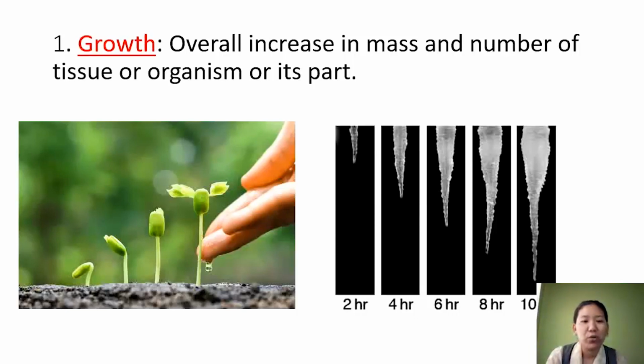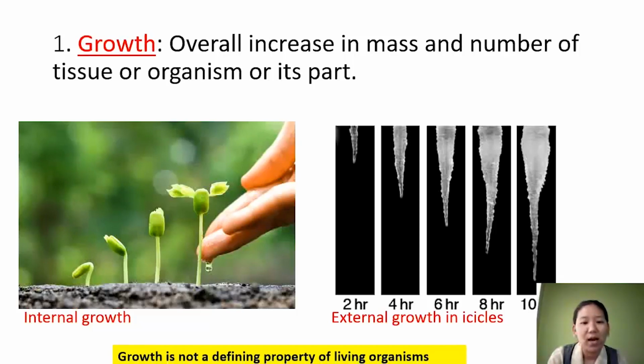So what is the difference between growth in the living and non-living? In the case of living, the growth is internal growth, and in the case of non-living, the growth is external growth. So growth takes place in both living and non-living. Therefore, if there is growth, we cannot say that thing is living. So growth becomes a non-defining property of living. Growth can take place in both living as well as non-living. That is why it is a non-defining characteristic of living.